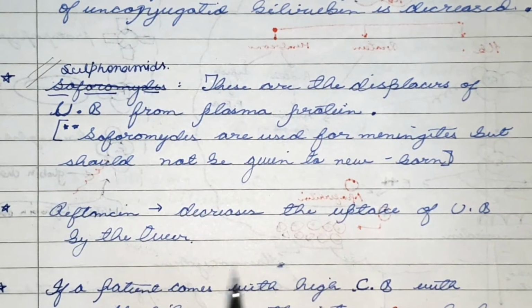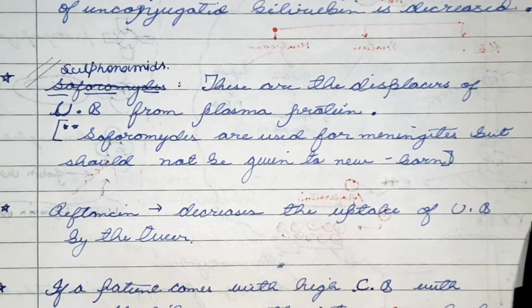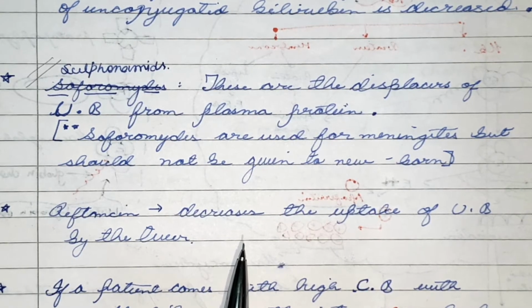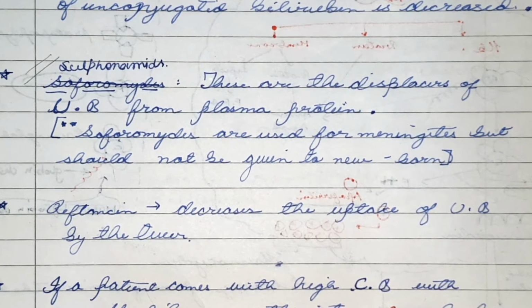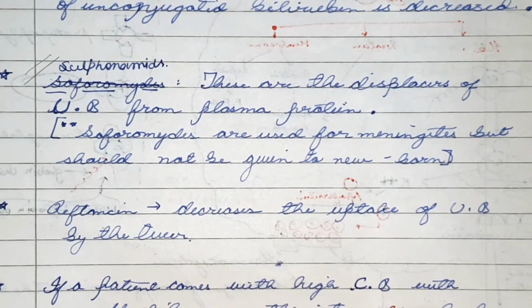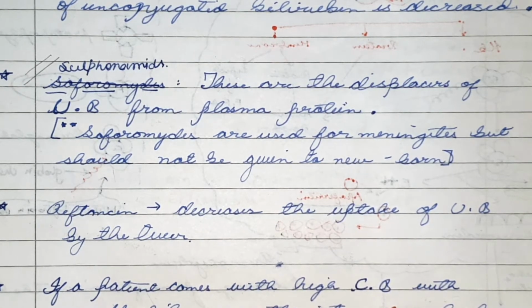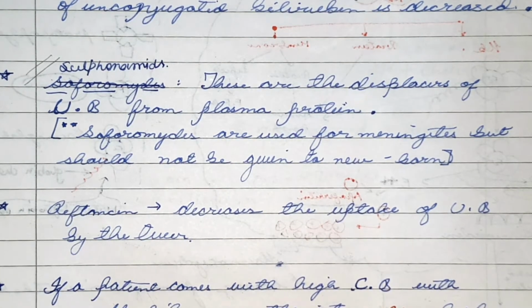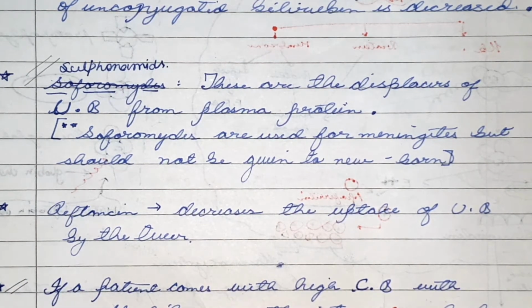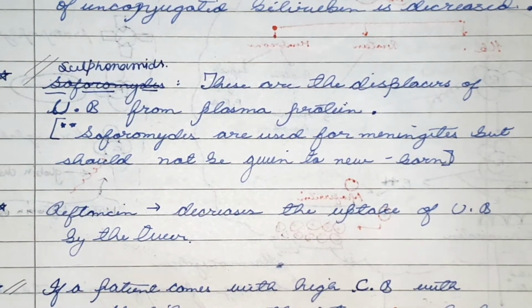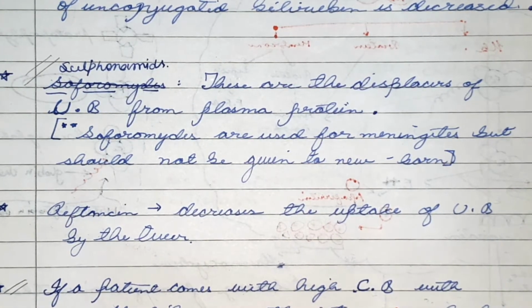Another drug is leftomycin, which decreases the uptake of unconjugated bilirubin by the liver. So bilirubin is not absorbed by the liver, and it increases in the body. Now, if a patient comes with high conjugated bilirubin with no urobilinogen, then it means he has obstructive jaundice or cholestasis. We'll discuss this later, but for now just learn this point.